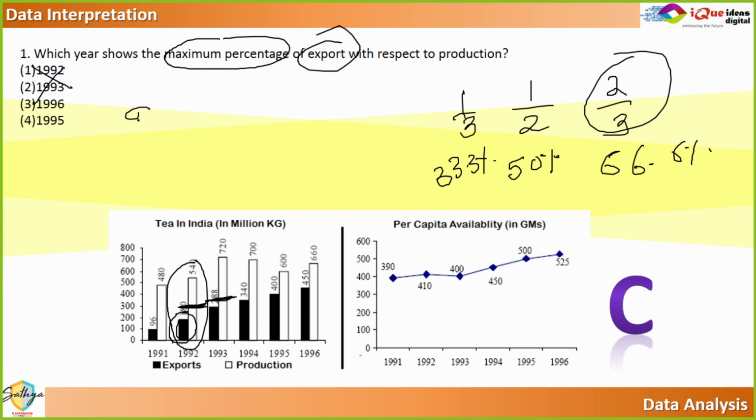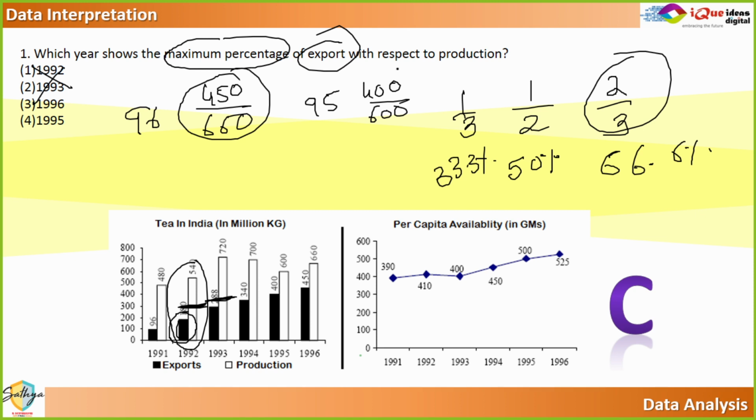Now in 96 the ratio is 450 upon 660. In 95, the ratio is 400 divided by 600. Now I need to compare between these two numbers, which one is larger. So, can I simplify this and say the 95 ratio is 2 by 3?